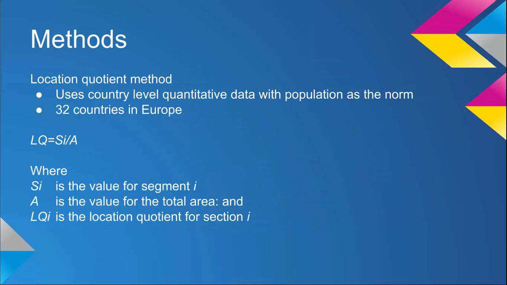The methods I used were the location quotient method, which uses country-level quantitative data with population as the norm. I studied only the 32 countries in Europe, because those 32 countries were all the data provided.